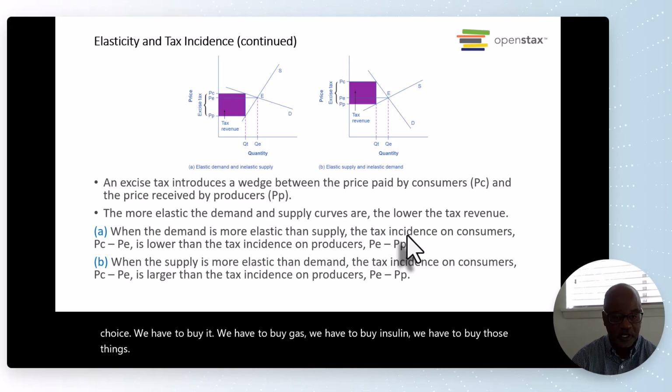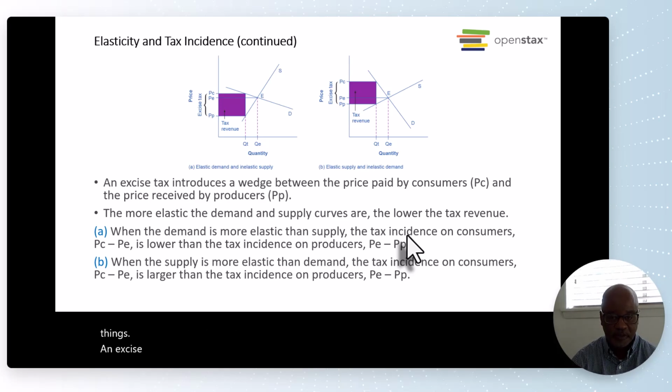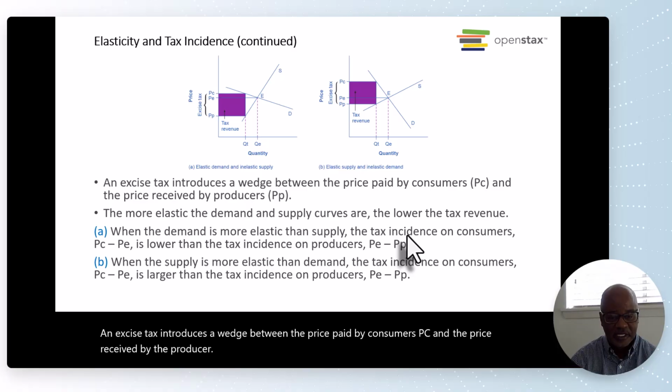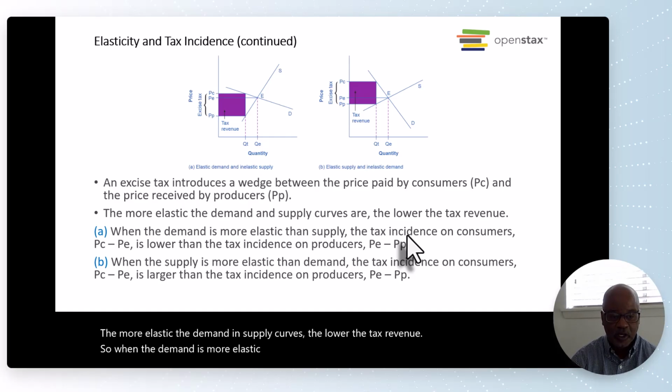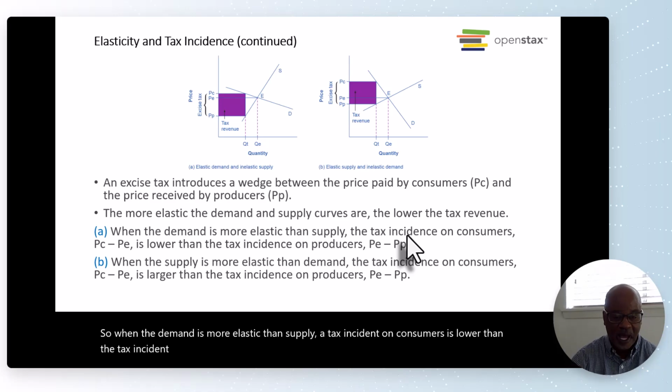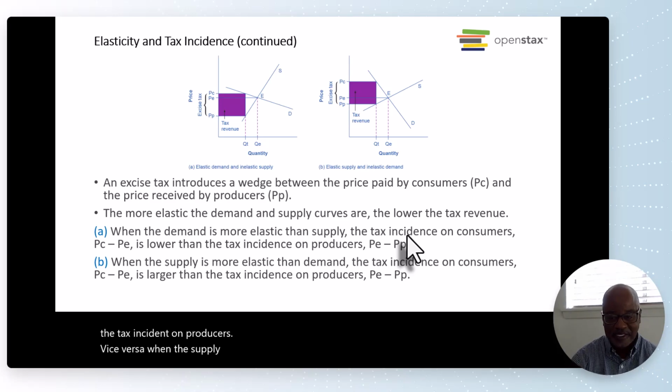An excise tax introduces a wedge between the price paid by consumers, PC, and the price received by the producer. The more elastic the demand and supply curves, the lower the tax revenue. So when the demand is more elastic than supply, the tax incidence on consumers is lower than the tax incidence on producers. Vice versa, when the supply is more elastic, the tax incidence on consumers is larger than the tax incidence on producers.